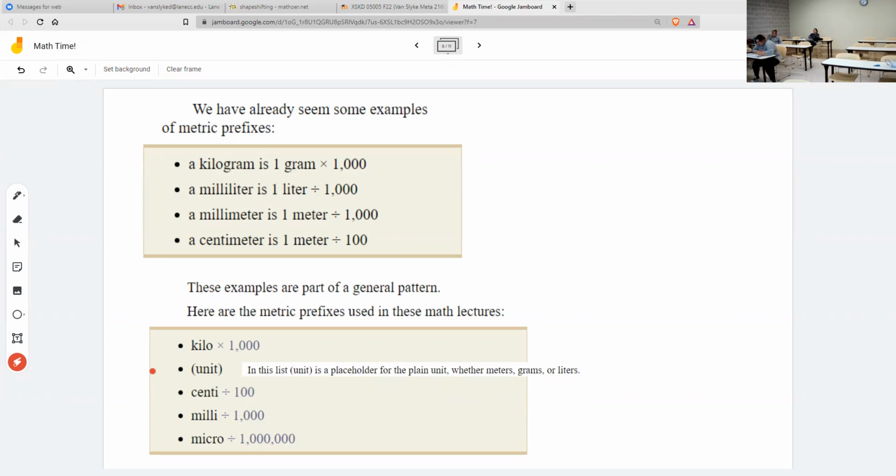Excuse me, sorry, is that what the small print? Yeah, it says in this list, the unit is a placeholder for whatever the measurement unit we're currently using is.